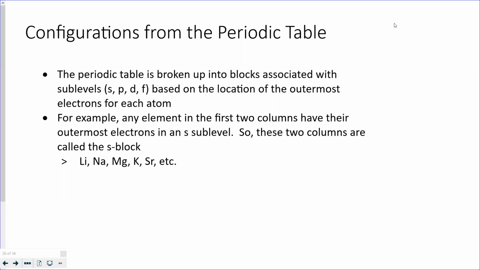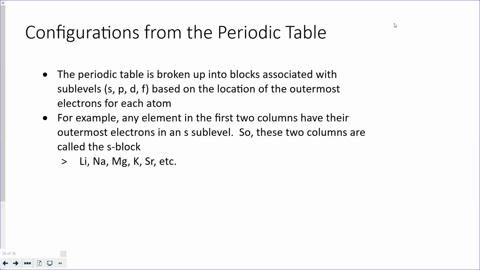All right, so let's look at how we write electron configurations using the periodic table. The way the periodic table is arranged, it's separated into blocks, and the different blocks are associated with the different sublevels. So there's an S block, a P block, a D block, and an F block. And this is going to match up with the location of the outermost electrons in that atom.